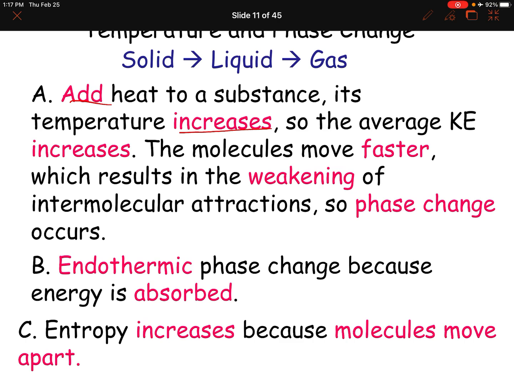Entropy or disorder will go up because molecules are going to be moving apart. In the solid, they're very close together and packed. In a liquid, they're a little bit looser. In a gas, they're all over the place.